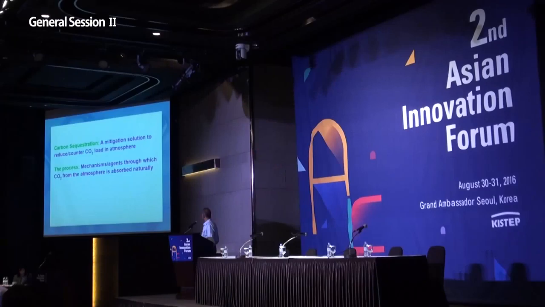This of course, you know, is the cumulative effect of CO2, I don't need to show this. So what is carbon sequestration? Just for those who might have come in late, it is a mitigation solution to reduce or counter the CO2 load in the atmosphere. How do you do that? There may be many mechanisms or agents through which CO2 from the atmosphere can be absorbed naturally, but obviously they are not able to keep up with the build up in the atmosphere because of emissions from different regions, and it becomes a global problem because emission in one region eventually gets distributed throughout the globe through the atmospheric circulation. So the problem is global. Can you have a global solution as well, or one of the solutions?